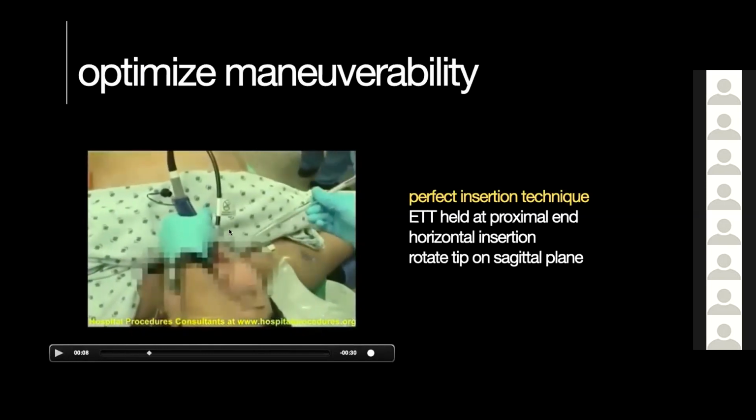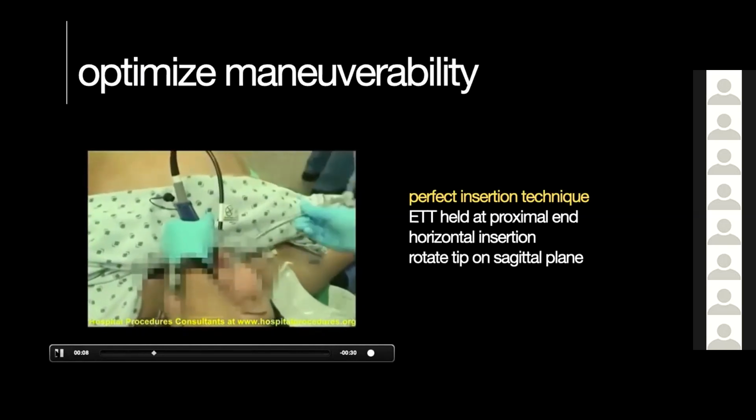So see his approach angle. He's basically entering the tube rotated. So the tip is actually aiming to the right cheek or right side of the mouth. He's not entering midline with the tip pointing up. It's really pointing towards the cheek. And that's really, really important.